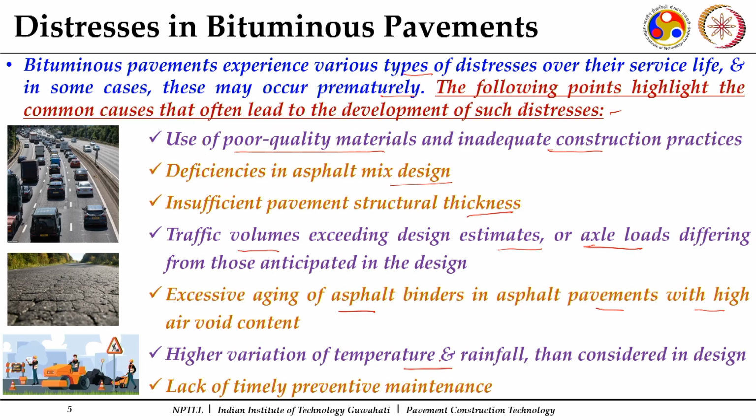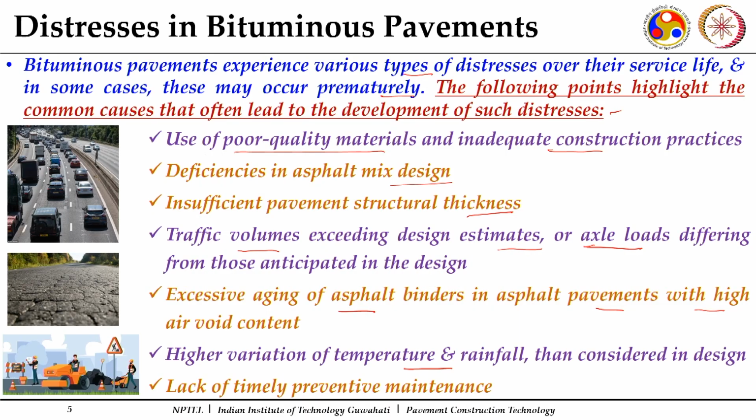Higher variation of temperature and rainfall, this is again a common concern, because you pick your binders considering the range of temperature where this particular mix has to perform. So, if that is not properly considered, you might have chosen a softer binder or a stiffer binder than actually desired. And the rainfall estimates have to be proper so as to design the surface drainage in a proper manner.